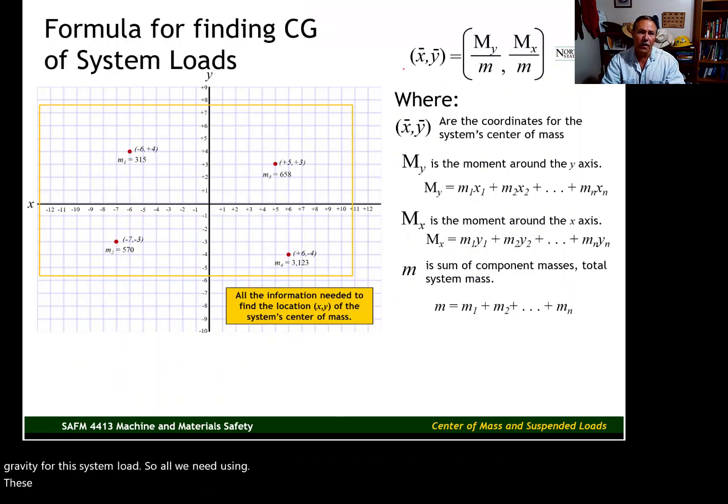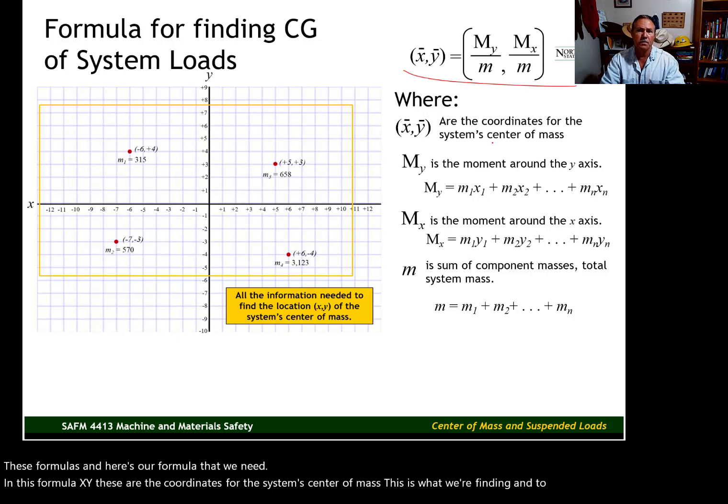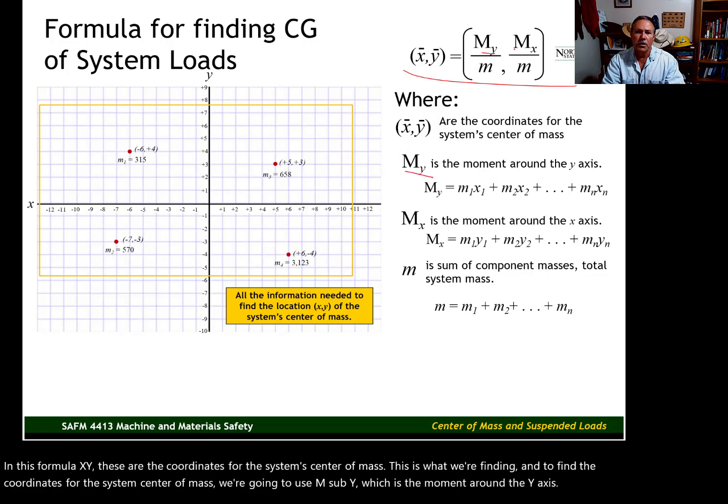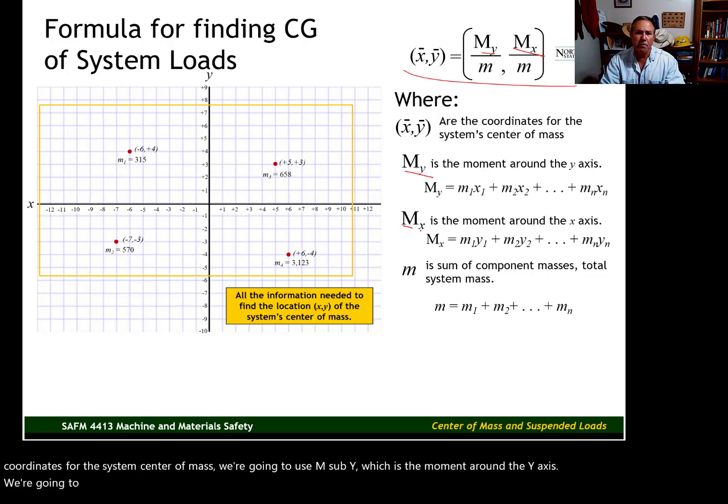And here's our formula that we need. In this formula, X, Y are the coordinates for the system's center of mass. This is what we're finding. To find the coordinates for the system's center of mass, we're going to use m sub y, which is the moment around the y-axis, m sub x, which is the moment around the x-axis, and then the total system mass.